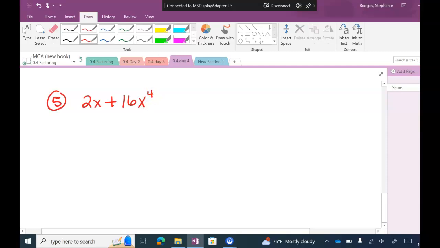I want you to try that one. Keep in mind, we're looking for a GCF first, because right now, the terms that I have, 2x and 16x to the fourth, are not perfect cubes.